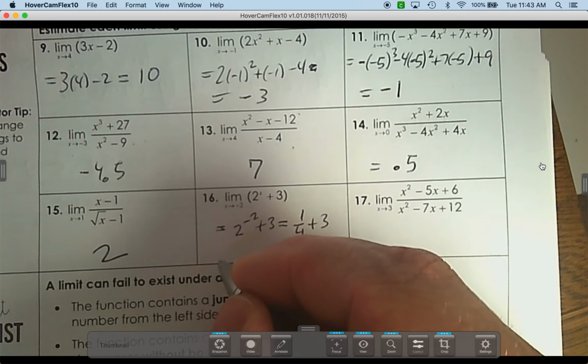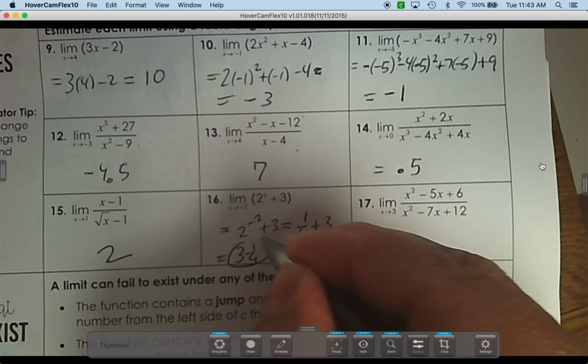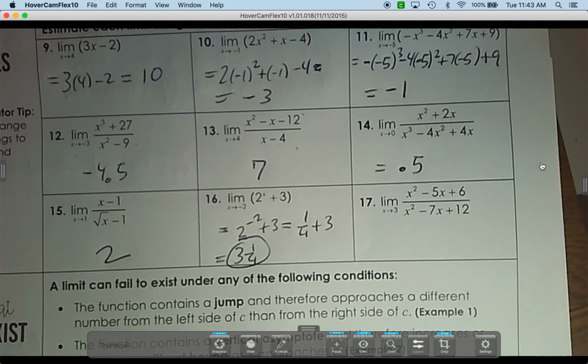How do I add that? Don't make it complicated. It's 3 1/4. You could also write that as 3.25. And just by substitution, I can get that answer.